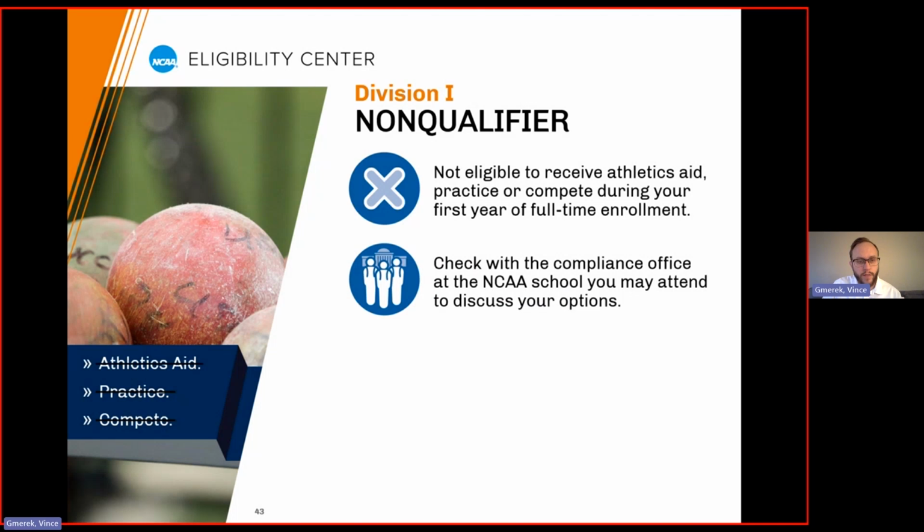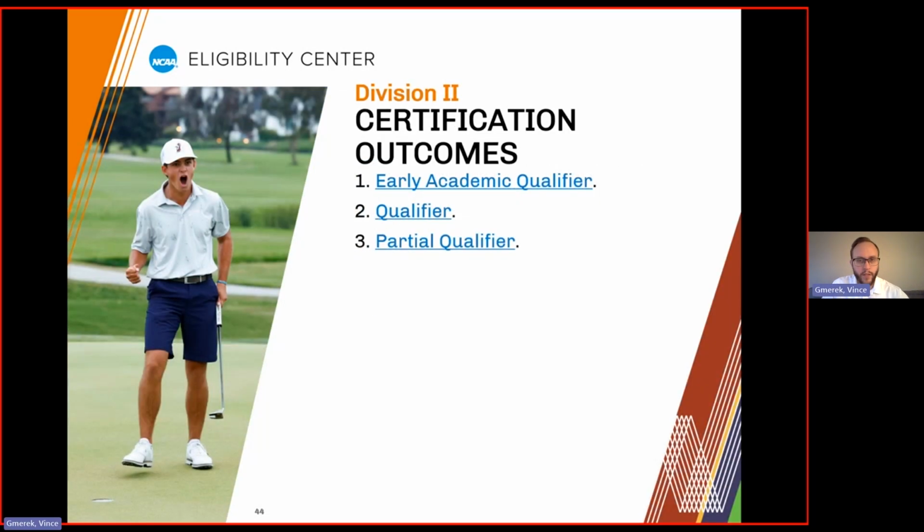So if you receive a certification decision of non-qualifier, it's very important for you to check with the athletics compliance office at the NCAA school that you wish to attend to discuss your options. They may be able to provide you information about additional core courses you can take to rectify your deficiencies or any other possible paths that you might have for eligibility. Important for you to have those conversations directly with your NCAA school, though, as they will be able to give you their best information as to what they deem most appropriate for their needs and your needs as an incoming student athlete.